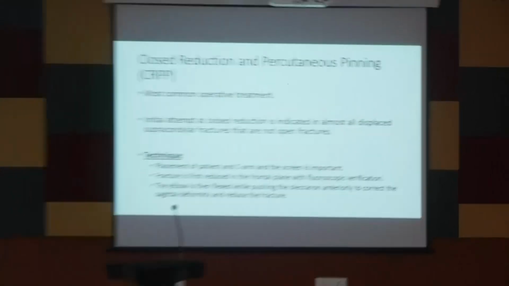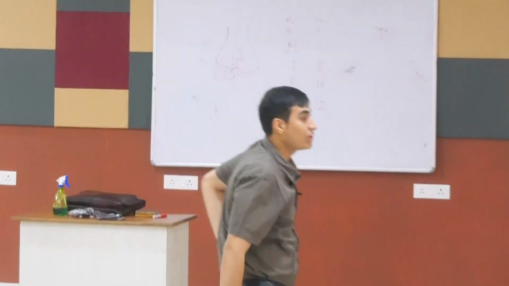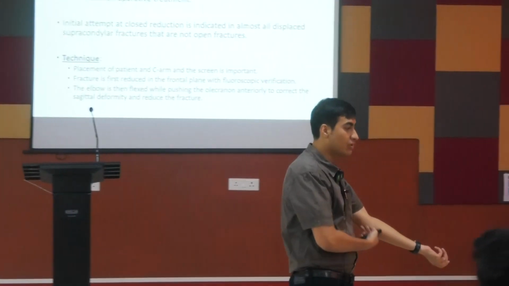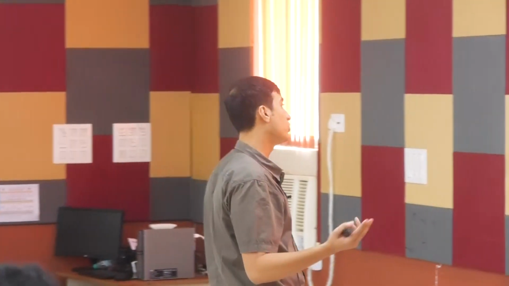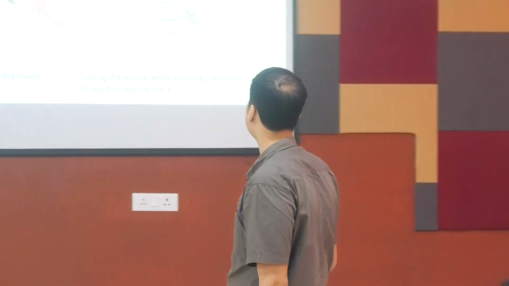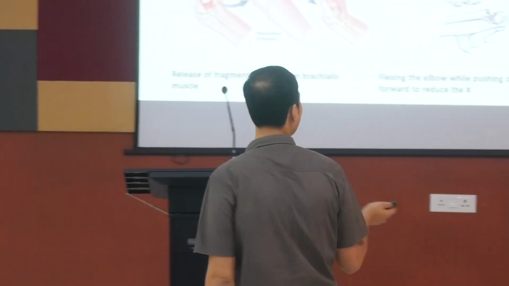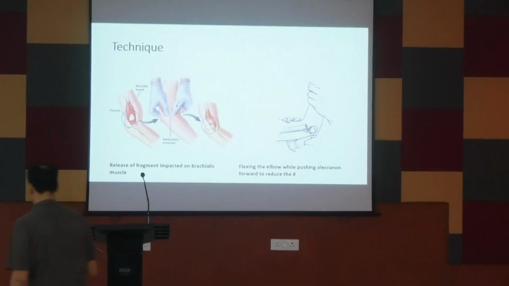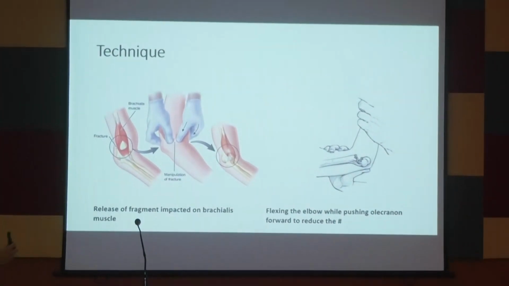That is important. So the next important thing I want to say is closed reduction. So you can do a closed reduction and something called percutaneous pinning. So from outside only you can just put 2 pins. What we use is Kirschner's wires, called K wires, okay? So for type 3 and type 4, we are going to put K wires and reduce it, okay? And this technique and all you guys don't need to know. I have just given it for your inquisitiveness.